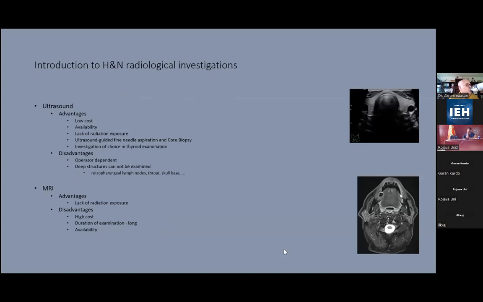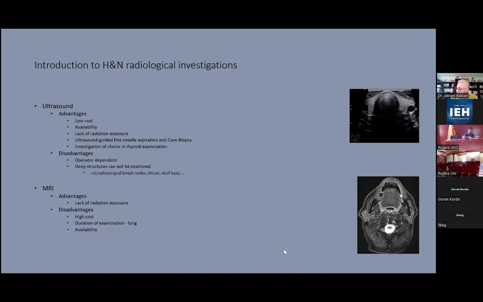The advantages of ultrasound are that it's low cost, it's available, it lacks radiation exposure, and you can also do guided biopsy. And it's the investigation of choice in the thyroid examination. The disadvantages are that it's operator dependent, and the deep structures of the neck cannot be seen by the ultrasound.